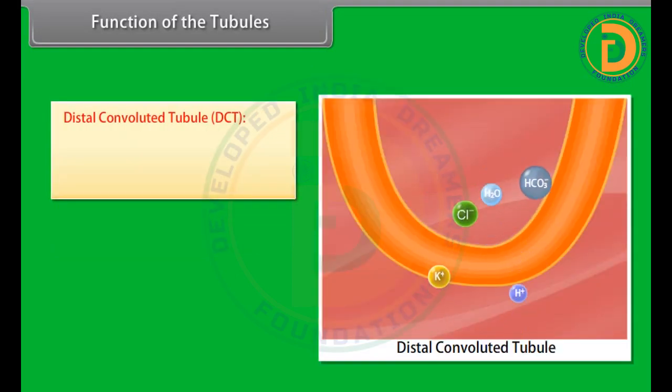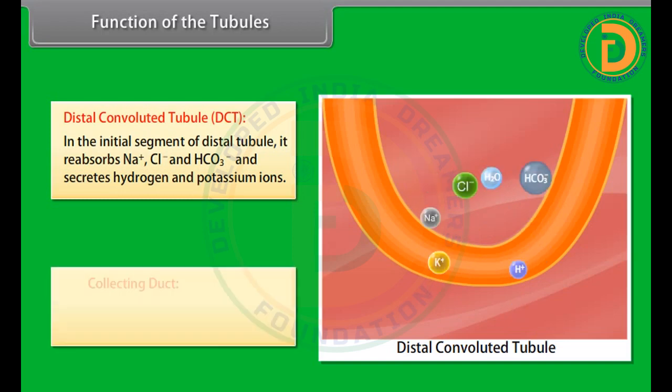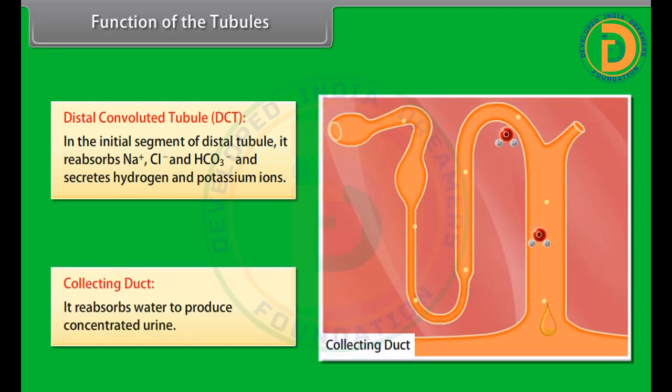Distal convoluted tubule DCT. In the initial segment of the distal tubule, it reabsorbs Na+, Cl- and HCO3- and secretes hydrogen and potassium ions. Collecting duct. It reabsorbs water to produce concentrated urine.